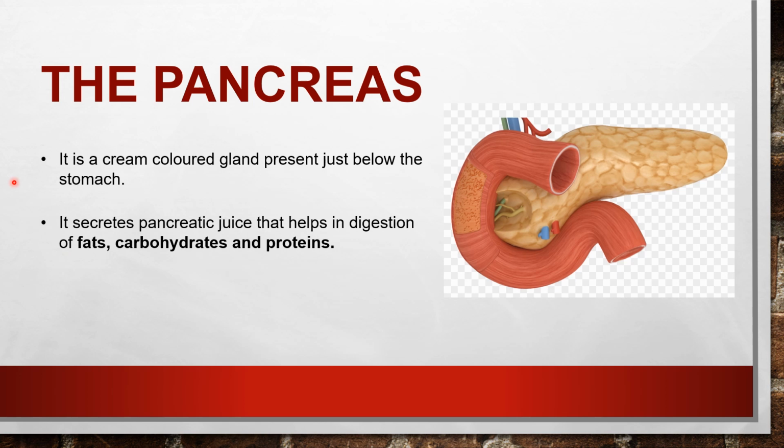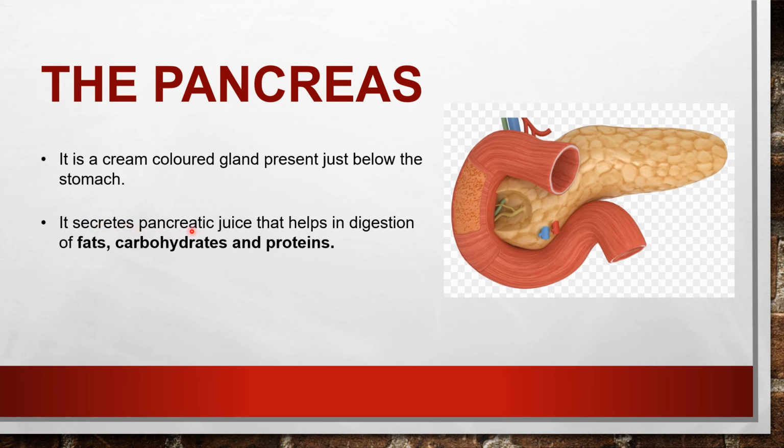Next is the pancreas. The pancreas also secretes some juice and releases it into the small intestine. It is a cream colored gland present just below the stomach. Just note the color. This is the pancreas. It is a cream colored gland present just below the stomach.